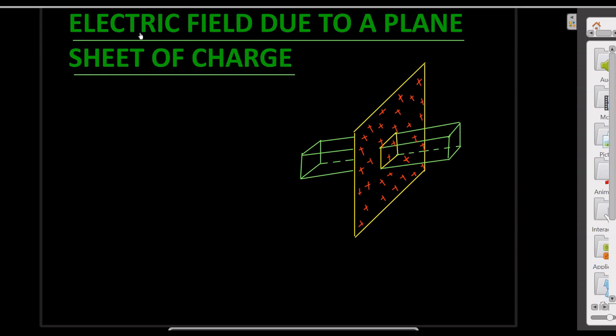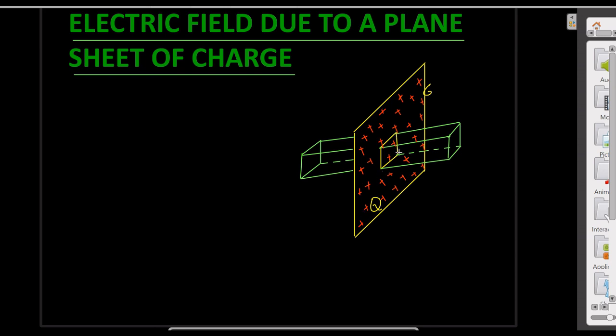Electric field due to a plane sheet of charge. This is a plane sheet of charge having charge density sigma. Let Q be the total charge on this sheet.